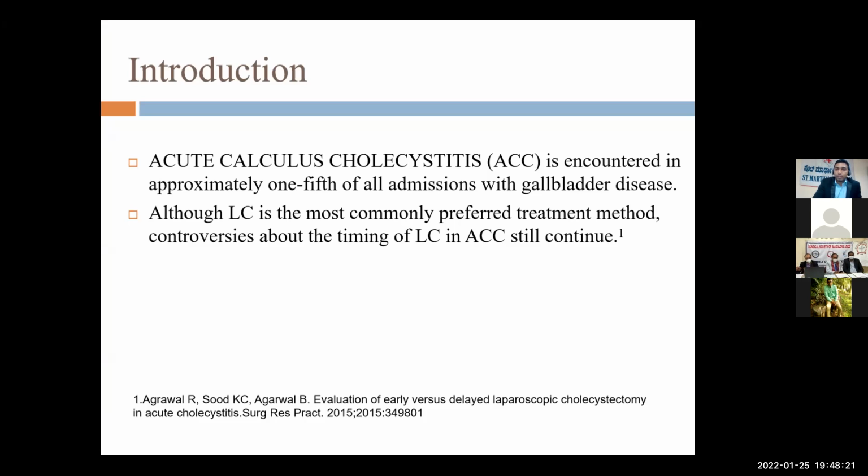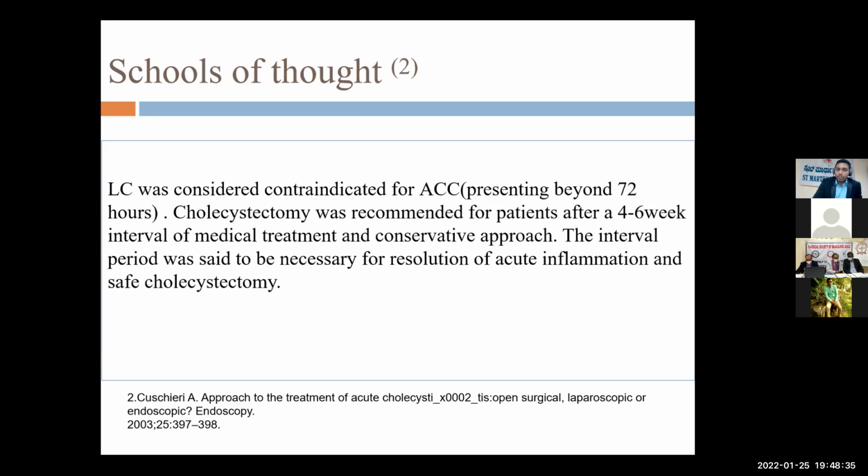Introduction. Acute calculous cholecystitis is encountered in approximately one-fifth of all admissions with gallbladder diseases. Although laparoscopic cholecystectomy is the most commonly preferred treatment method, controversies about the timing of laparoscopic cholecystectomy in acute calculous cholecystitis still continue. A school of thought considered laparoscopic cholecystectomy contraindicated for acute calculous cholecystitis presenting beyond 72 hours. Cholecystectomy was recommended after a 4 to 6 weeks interval of medical treatment and conservative approach. The interval period was said to be necessary for resolution of acute inflammation and safe cholecystectomy.